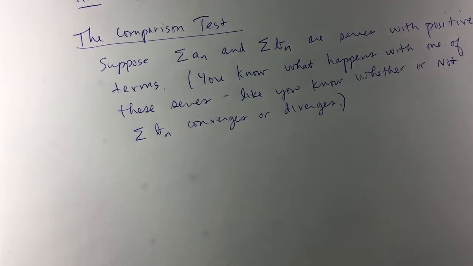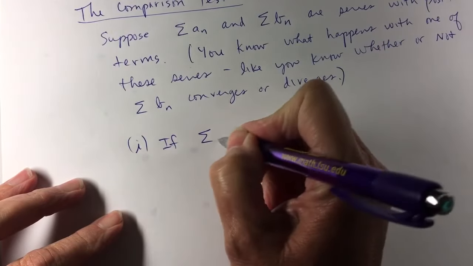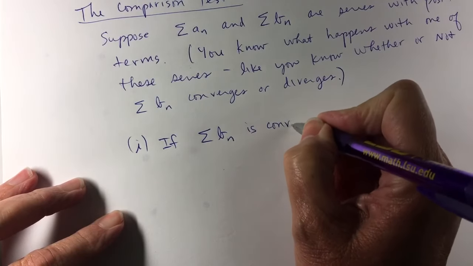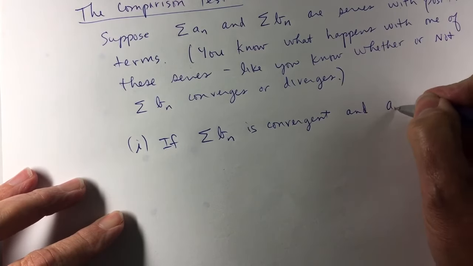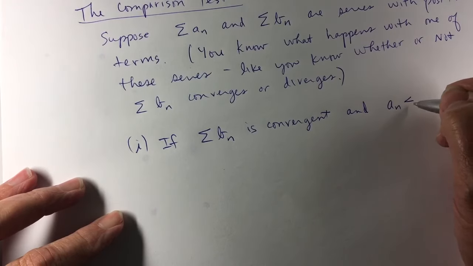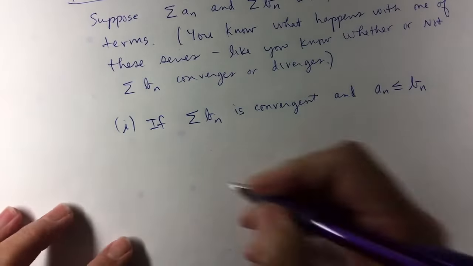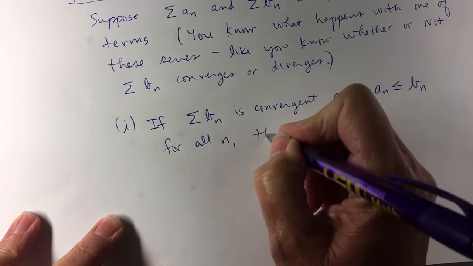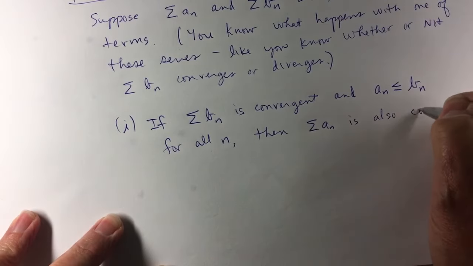So then we have this. There are two parts. Number one, if series B sub n is convergent, and term for term of the sequence A sub n is less than or equal to sequence B sub n for all n, then series A sub n is also convergent.